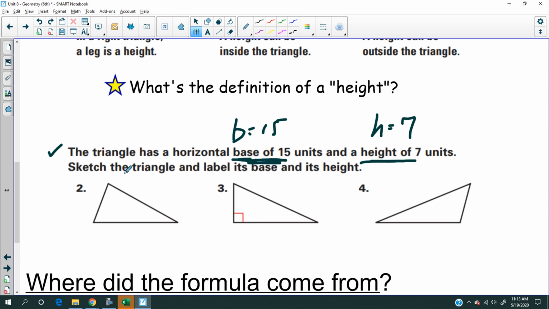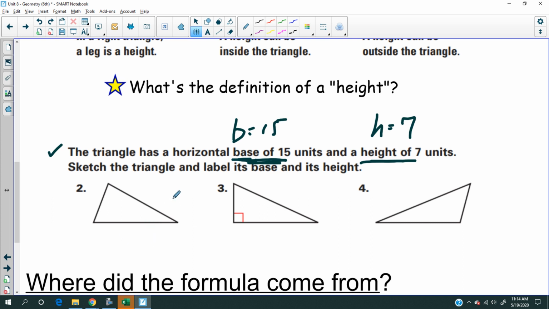Okay, so what they're saying is this. I'm gonna give you 3 blank triangles like this. All right, assuming that number 2 is what we're doing, right? Base of 15 and height of 7. Where would you label this? So in other words, where would the 15 go and where would the 7 go in this triangle?